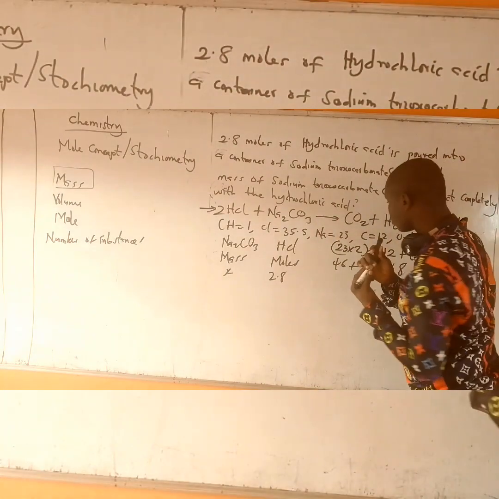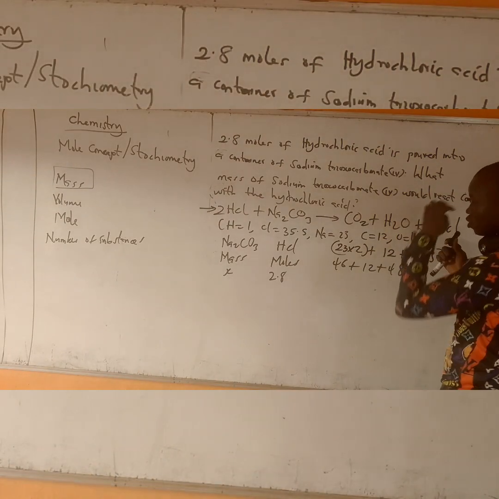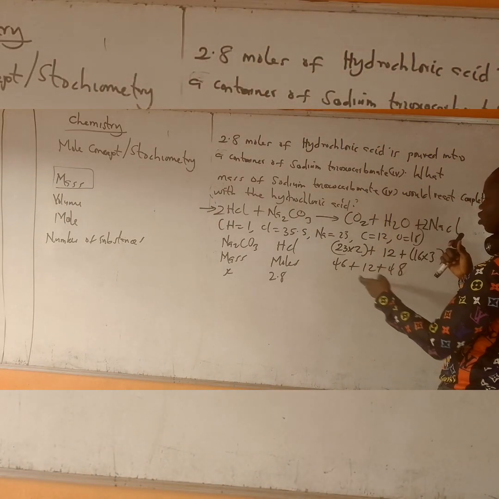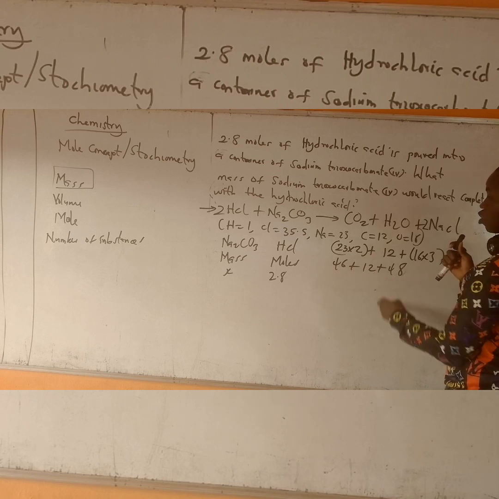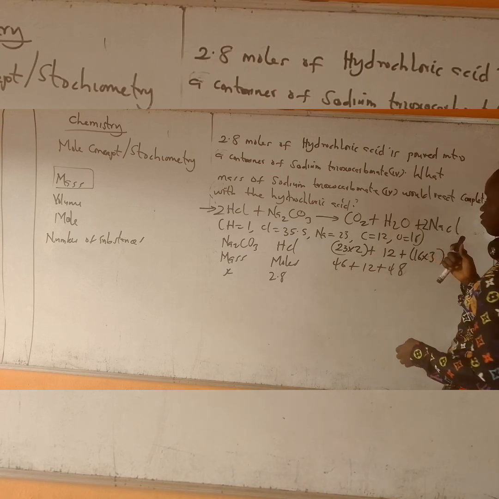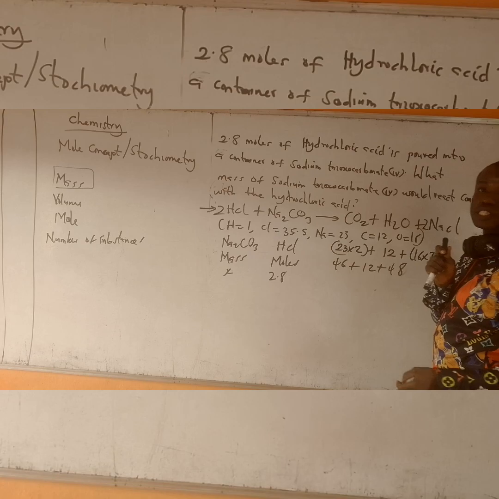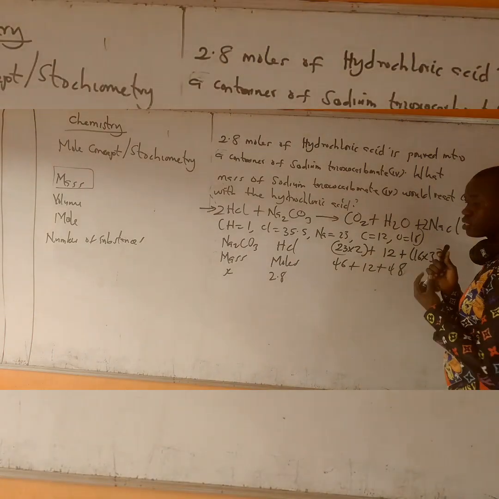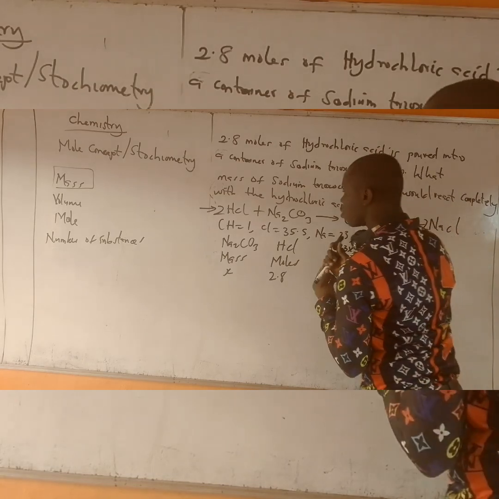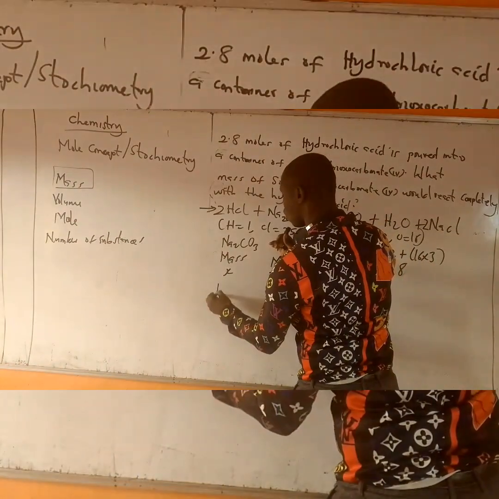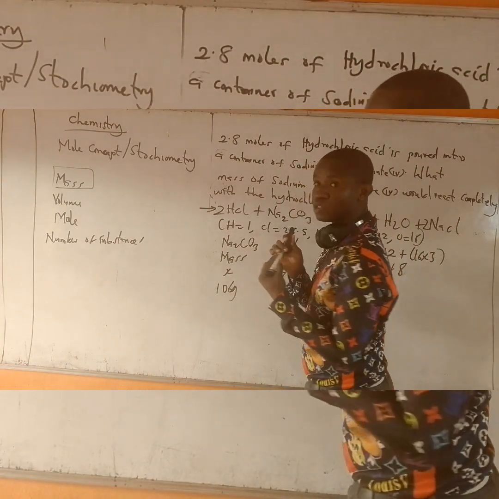Are you following? When you add all of them together, it gives you 106. 46 plus 12 gives 58. 58 plus 48 gives 106. So 106 gram of Na2CO3. Am I communicating?